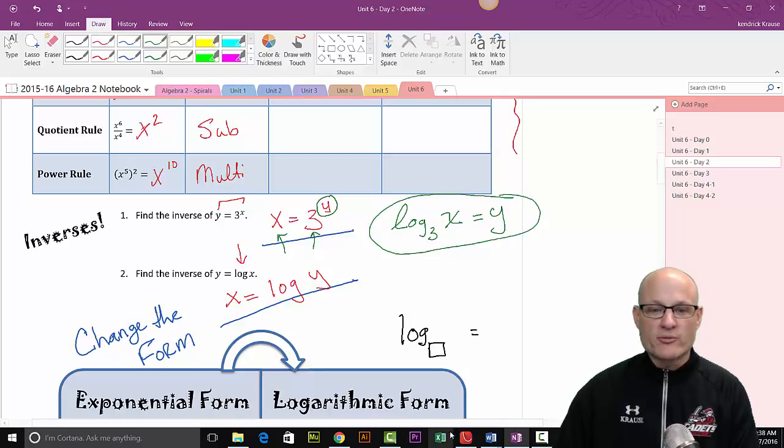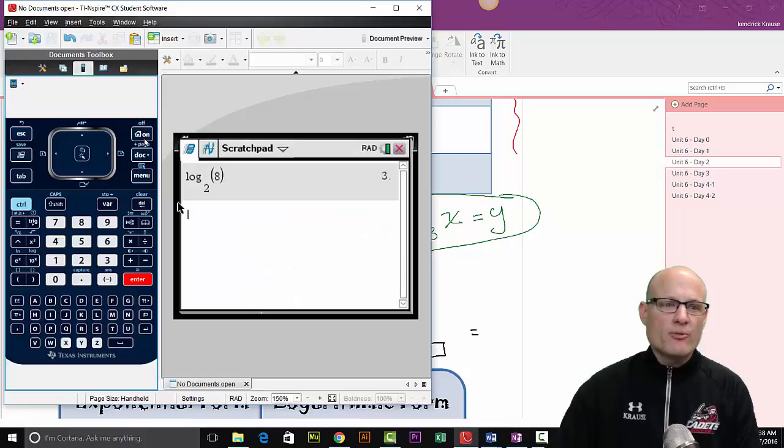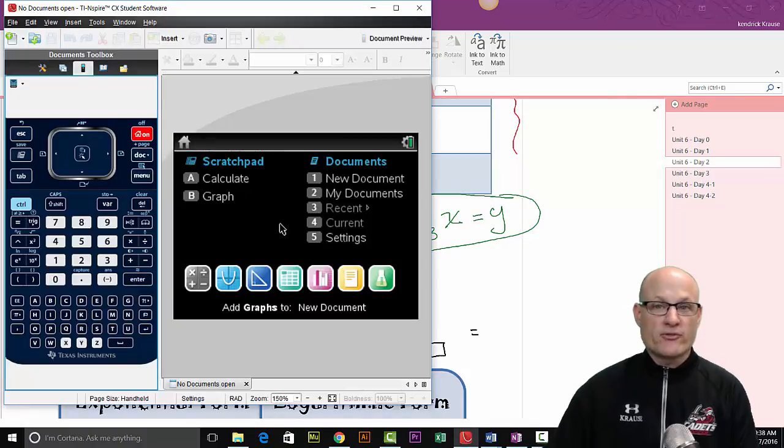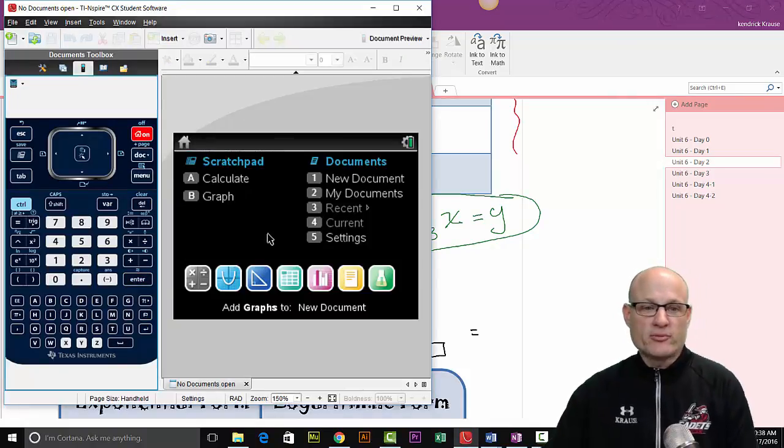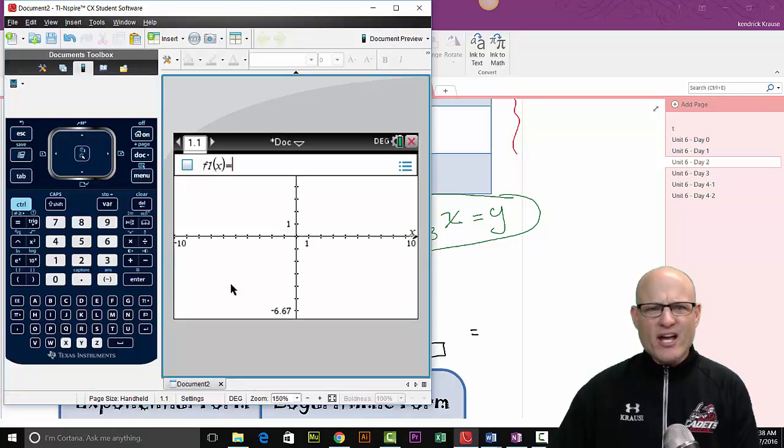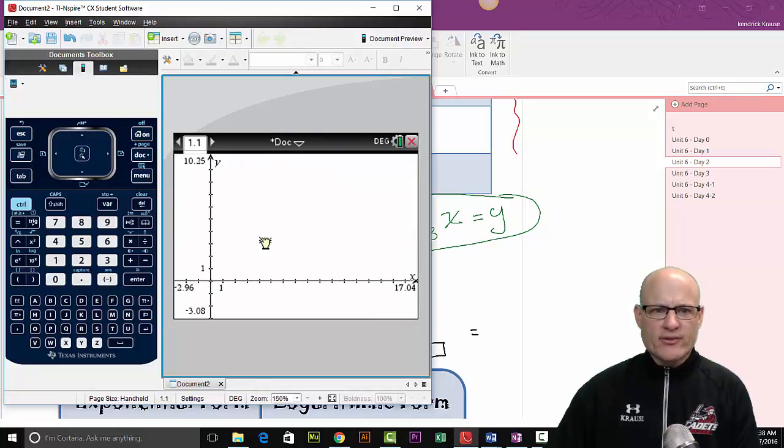Now, some of you are saying to yourself, prove it to me, Mr. Krause. Prove it. I know that inverses are reflections over the line y equals x, so you should be able to prove that to me. Oh, okay, I will. And you'll like this.